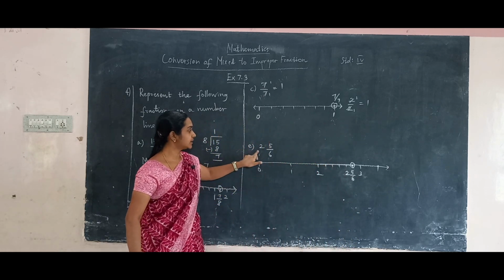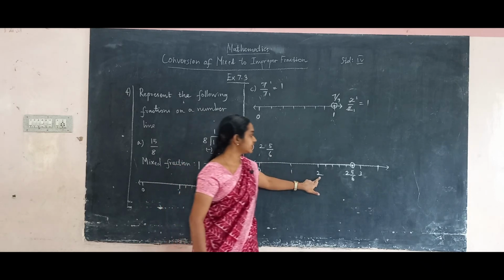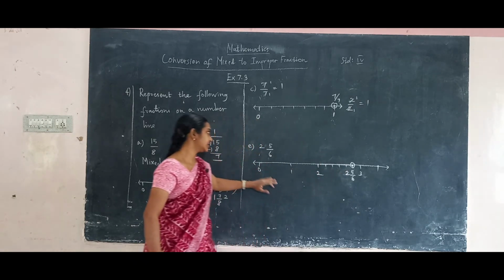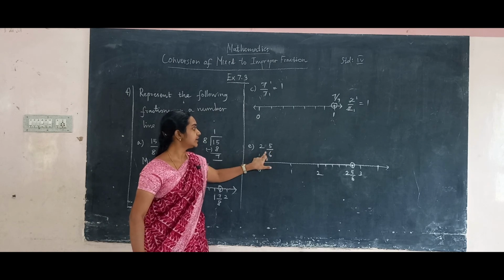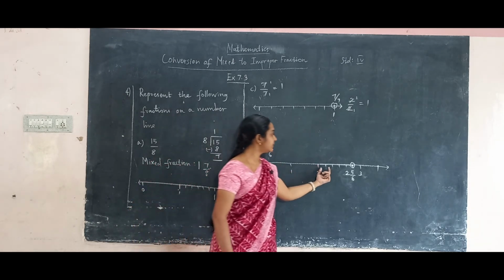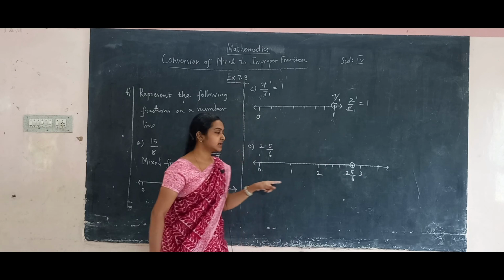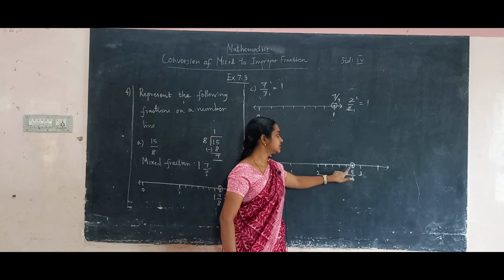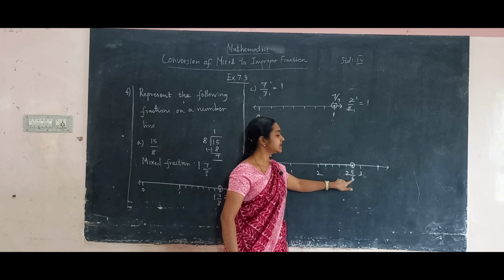First we have to look at the whole number. Here we have 2. So after 2 we have to represent that fraction. Here the number in the denominator is 6. So we have to divide that into 6 equal parts, and we have to consider the fifth part. Here is the fifth part. So this is the 2 and 5 by 6th place.